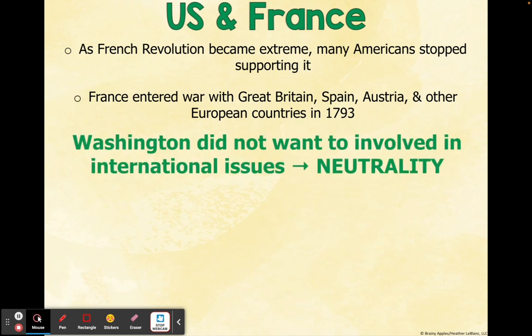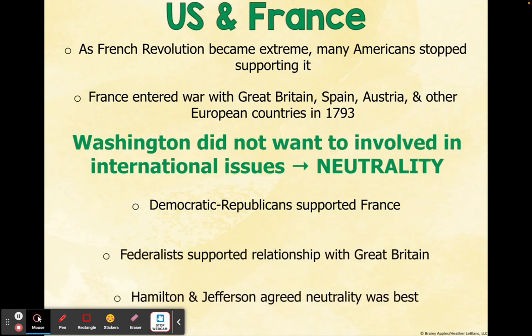So Washington kind of feels as though he has to respond, but what he decides to do is he does not want to get involved in these international issues. So he has a document of neutrality. The United States is not going to choose sides. We're going to stay out of it.